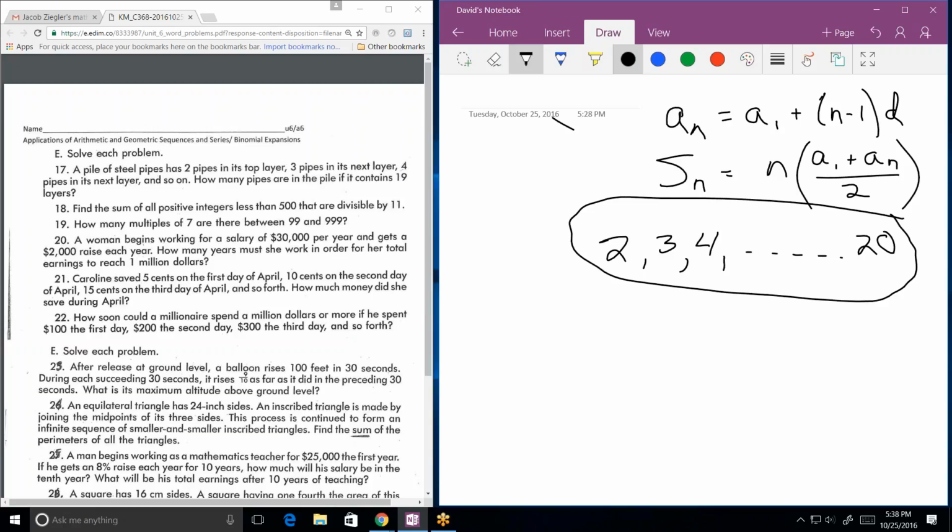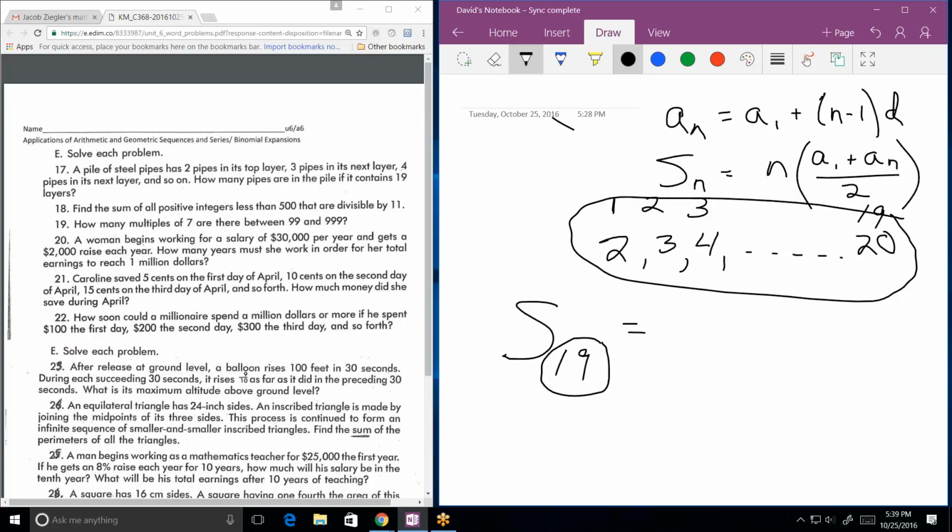So, S sub what? Is it S sub 20 or S sub 19? S sub 20. Actually, it's 19. In other words, this number refers to which term of the sequence we're talking about. Well, n is 1 there, it's 2 there, it's 3 there. By the time we get up to there, it's going to be 19. So we have 19 terms in our sequence, so we want to sum the first 19 terms of that sequence.